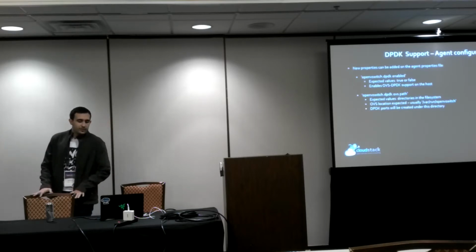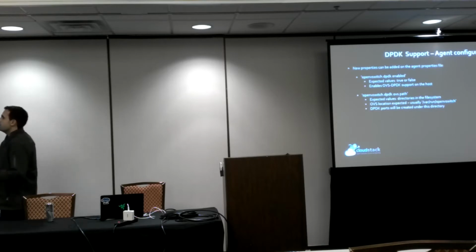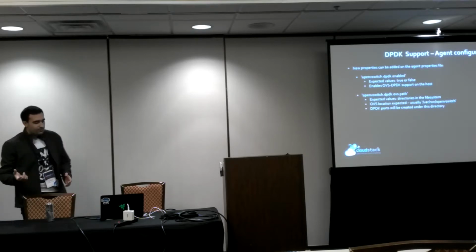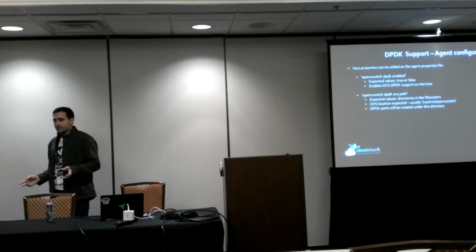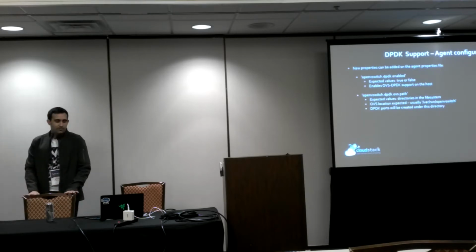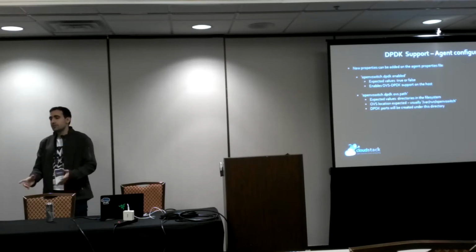In terms of the CloudStack agent, there are two new properties that need to be added, which are DPDK enabled, just a true or false flag, and the Open vSwitch path. This path will tell CloudStack where the path for your Open vSwitch bridges is, because the main goal of this feature is to create your OVS ports with DPDK support.